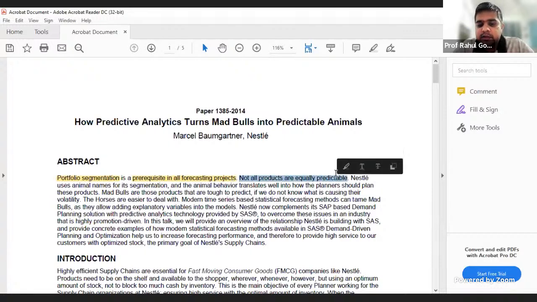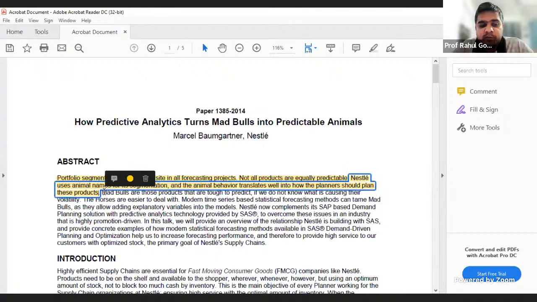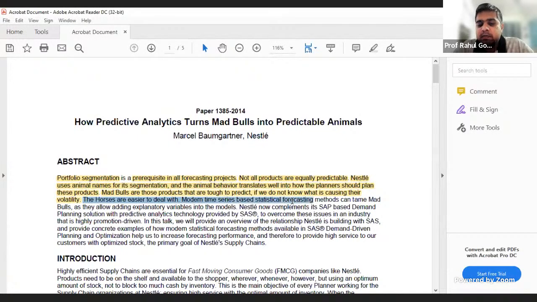Look at these statements which we discussed. Not all products are equally predictable. Nestle uses animal names for its segmentation, and animal behavior translates well into how the planners should plan all of these products. Mad Bulls are those products which are tough to predict if we do not know what is causing their volatility. So they're highly volatile. We saw that horses are easier to deal with because their coefficient of variation is less. And modern time series based statistical methods can tame Mad Bulls as they allow adding explanatory variables into the models.